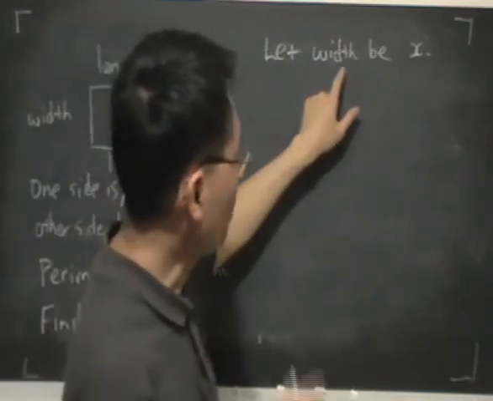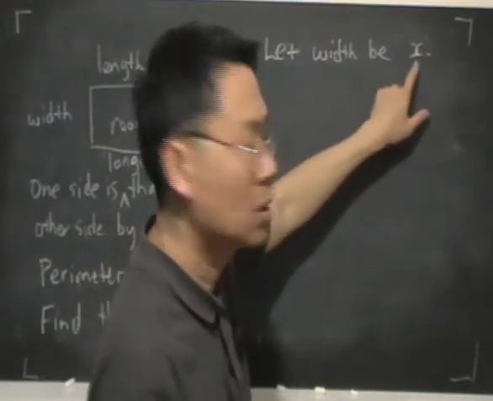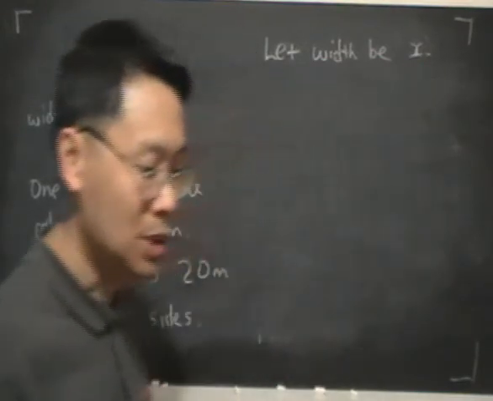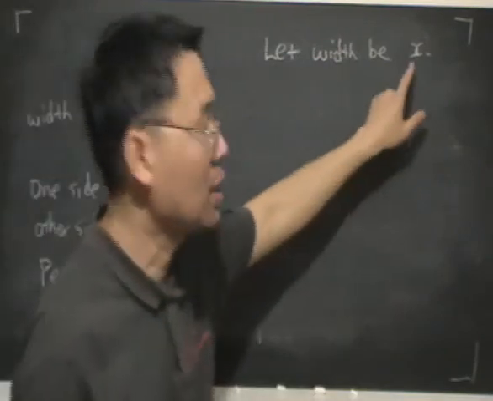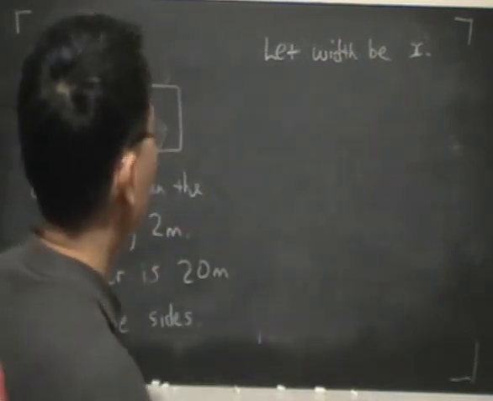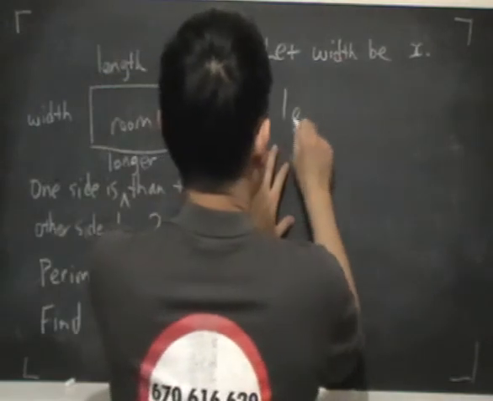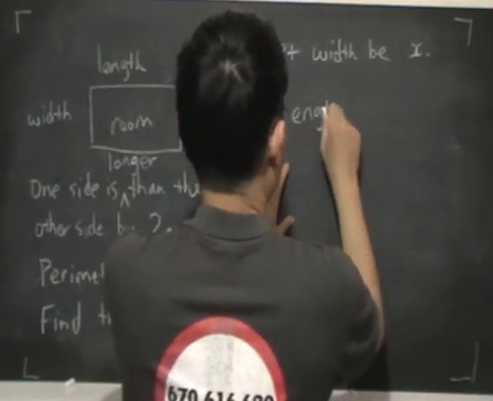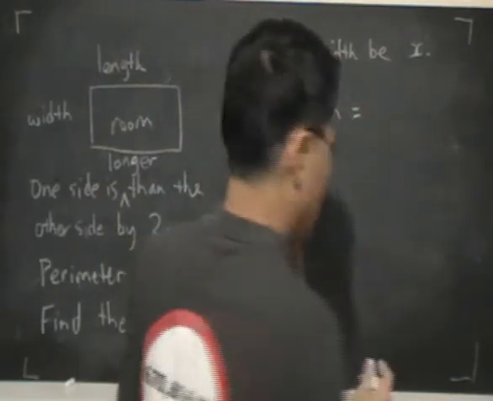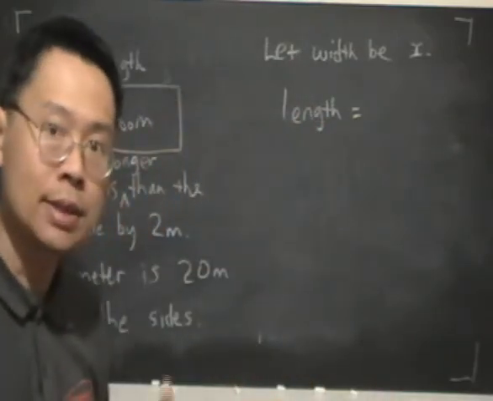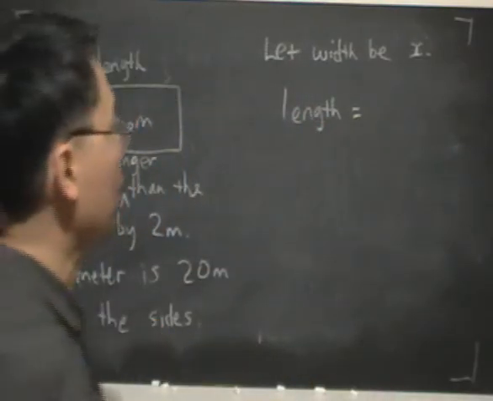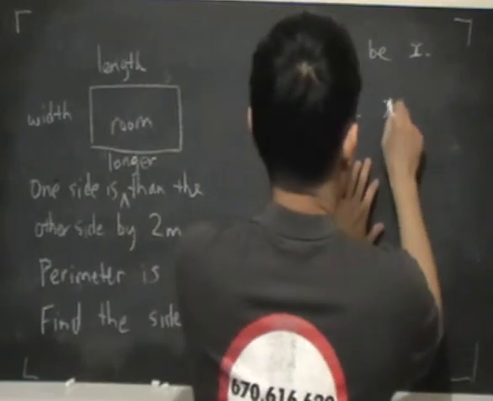Now we know that we have just called the width x. That means the length is longer than x by 2 meters. So the length, and I can write that idea as an expression in algebra. I can say that the length is x plus 2.